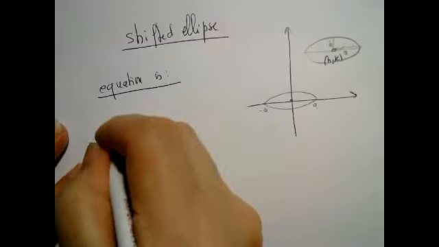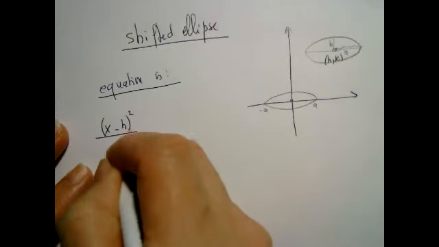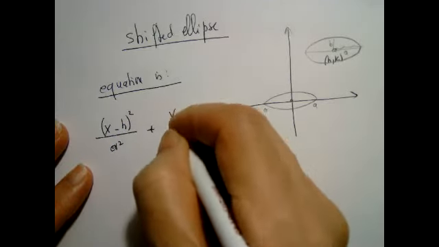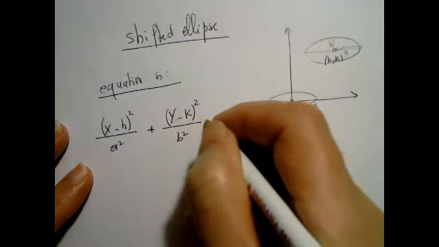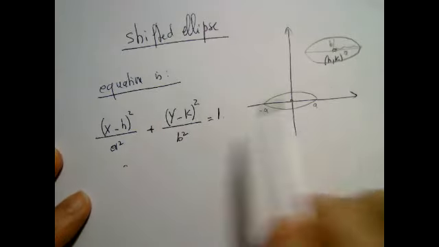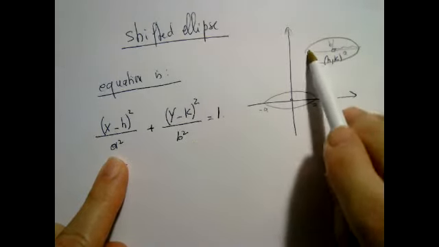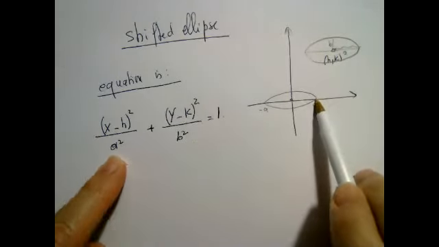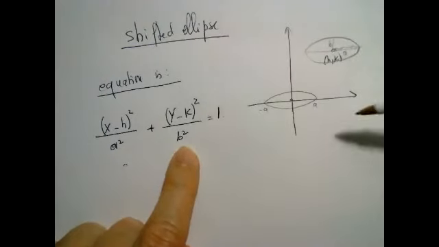instead of x, it will be (x minus h) squared over a squared plus (y minus k) squared, like in the circle, over b squared equal to 1. So if we shift the ellipse so that the center is (h, k), that will be the equation. And again, it's the same thing: if a is bigger than b, the foci will be on a line parallel to the x-axis. If b is bigger, the foci will be on a line parallel to the y-axis, somewhere in here.